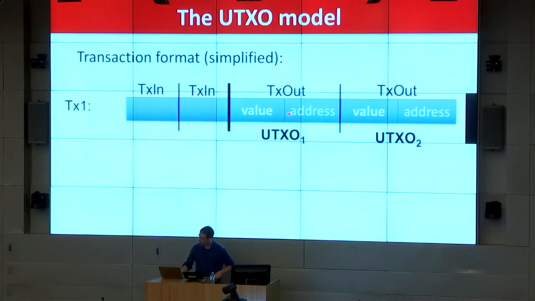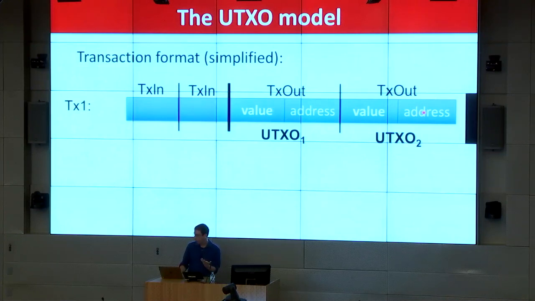If you look at a particular output, there's an address that the output corresponds to, which address receives this fund, and then the amount of Bitcoin that's now bound to this address. What is the address? Address can be many different things. In its simplest form, what's called a pay to public key hash, the address is simply a hash of your public key. Now all of a sudden, your address, which is the hash of your public key, has this amount of money associated with it.